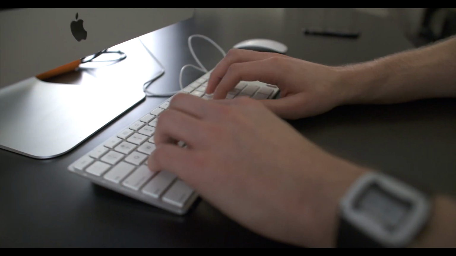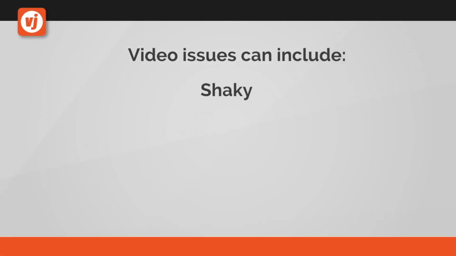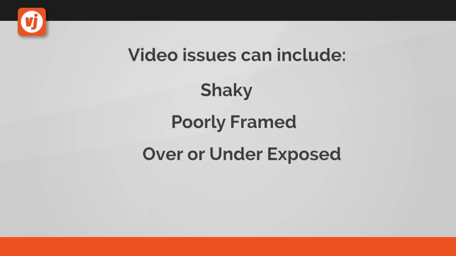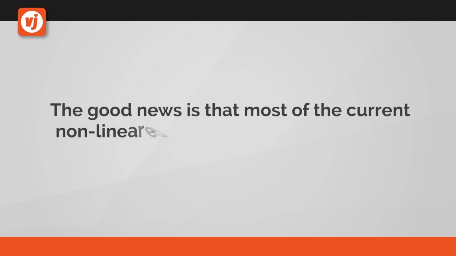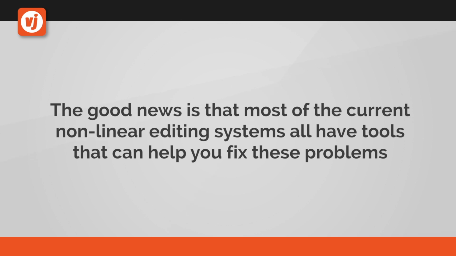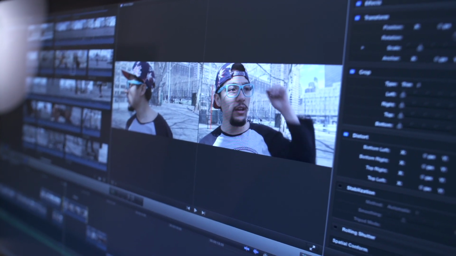When you're editing, you'll inevitably come across video that was badly shot for one reason or another. Video issues can include shaky shots, poorly framed shots, over or underexposed shots, and shots with color balance problems, to name a few. The good news is that most of the current nonlinear editing systems all have tools that can help you fix these problems. And if you shot the footage yourself, spending valuable editing time fixing shooting errors is a great way to learn not to repeat those mistakes on your next shoot.